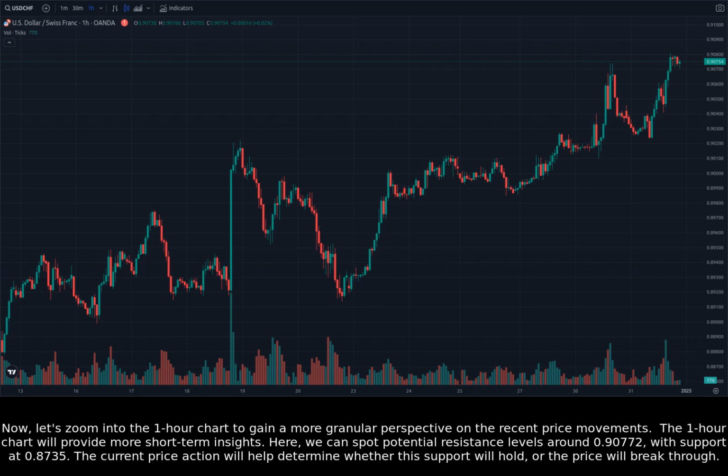Now, let's zoom into the 1-hour chart to gain a more granular perspective on the recent price movements. The 1-hour chart will provide more short-term insights. Here, we can spot potential resistance levels around 0.90772, with support at 0.8735. The current price action will help determine whether this support will hold or the price will break through.